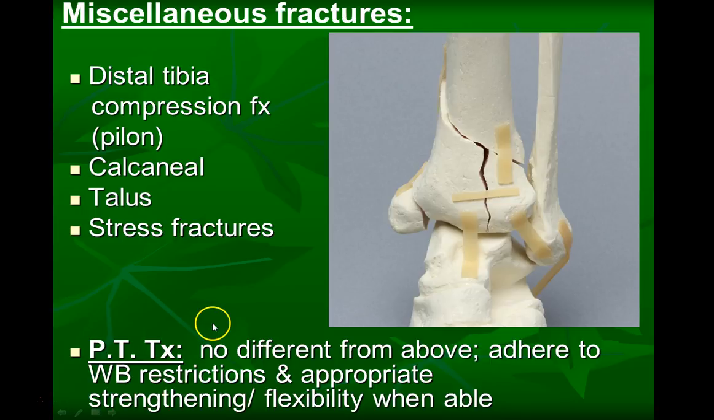Okay, here we have some miscellaneous fractures that can occur. A pilon fracture is a distal tibia compression fracture, where basically we get compression of the tibia surface into the talus. Calcaneus can be fractured on its own, like in John's case. The talus fractures, of course, and stress fractures that we've already mentioned can affect lots of different bones in the foot and the ankle.